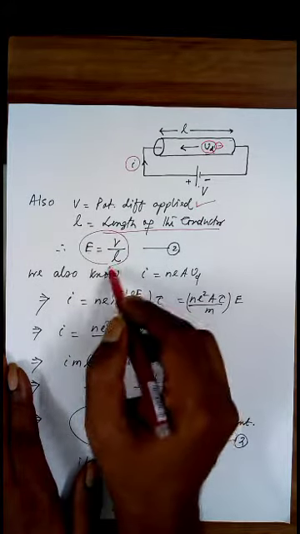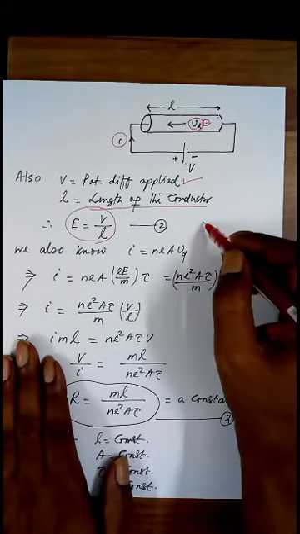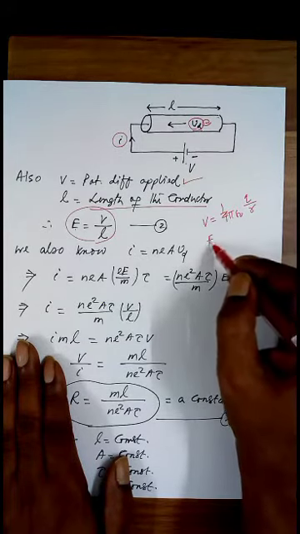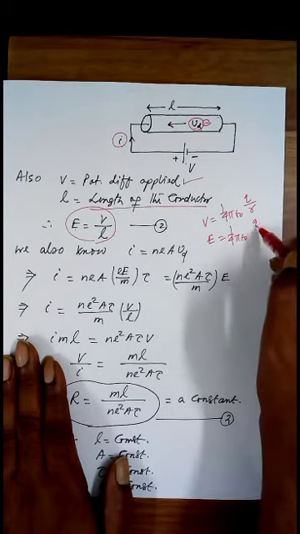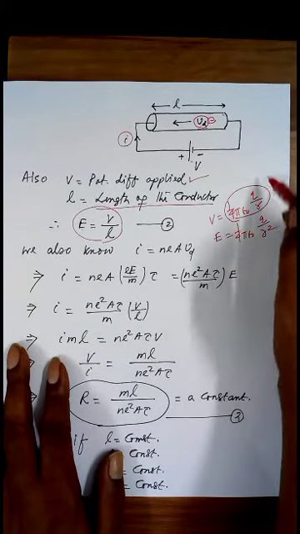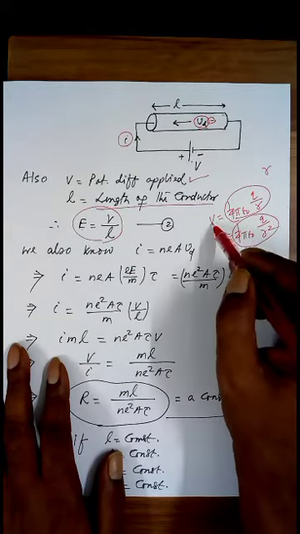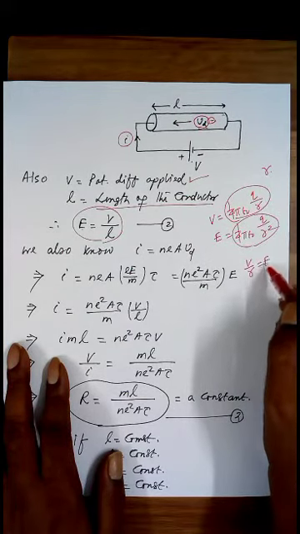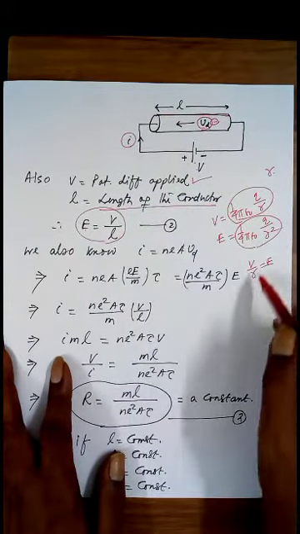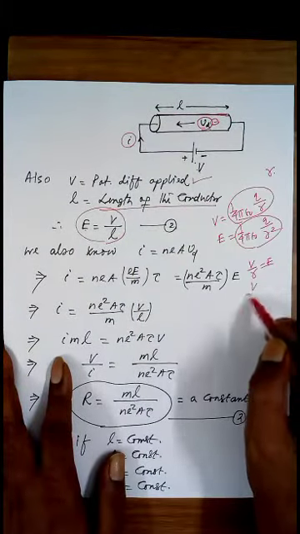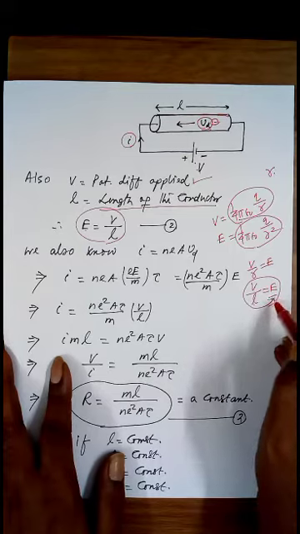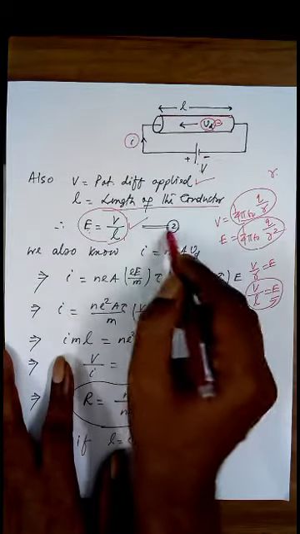We know electric field is V by L, because in electrostatics we derived the expression for potential, V equal to 1 by 4 pi epsilon naught Q over R, and the electric field was 1 by 4 pi epsilon naught Q over R square due to a single charge. If you divide the potential expression by R, you get V divided by distance equal to E. Here this V is applied across a distance L. So V over L is equal to your electric field. How the potential difference changes with length is called the electric field. So E is equal to V over L, equation 2.